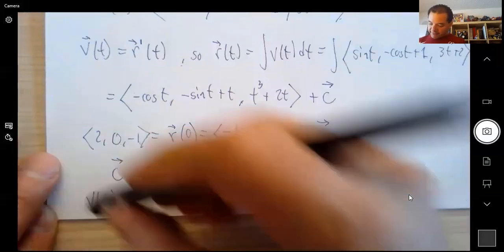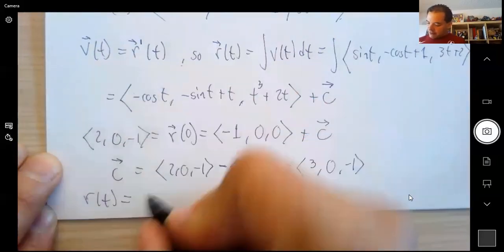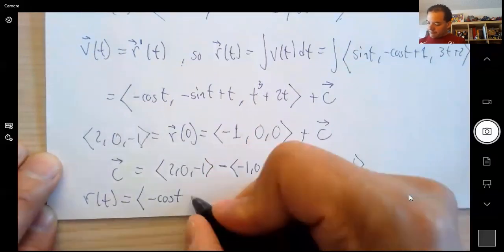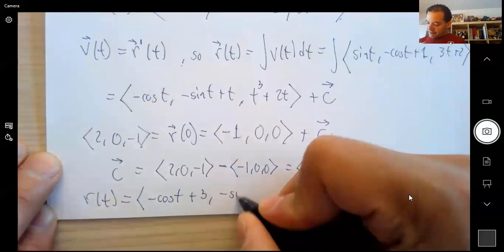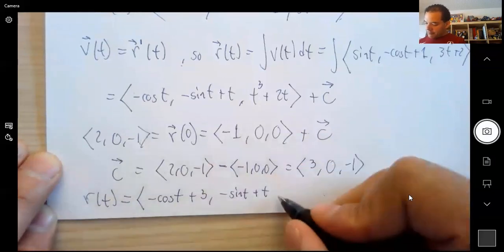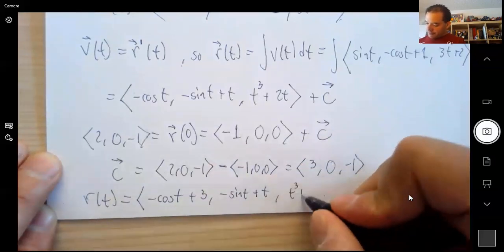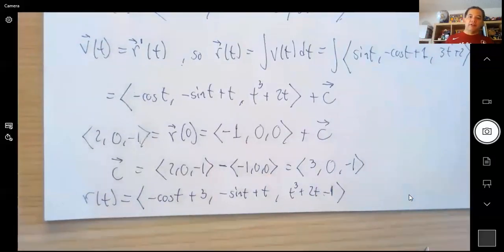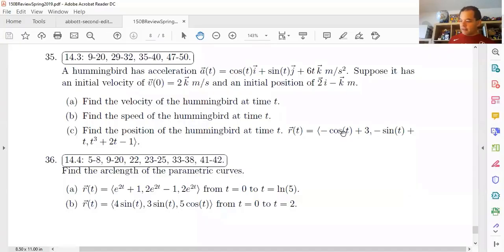And r of t will be negative cosine t plus 3, negative sine t plus t, and t cubed plus 2t minus 1. Okay? I'm curious. I want to check if that's the same thing that they had later. Yeah, that's the answer to the problem. I don't know what it's doing right here, but that's the answer, right?